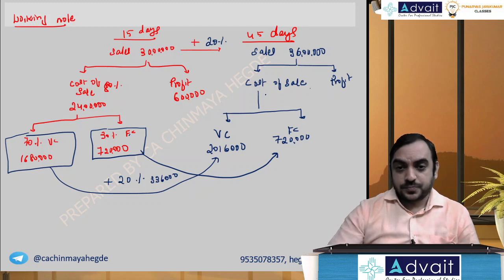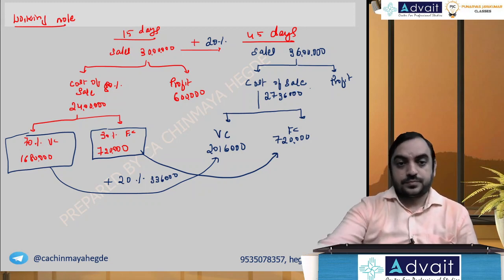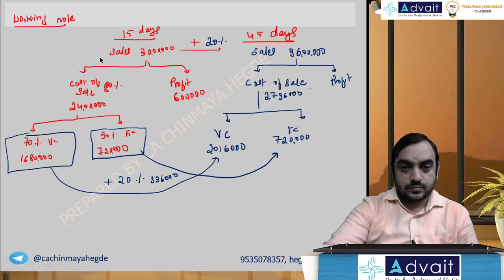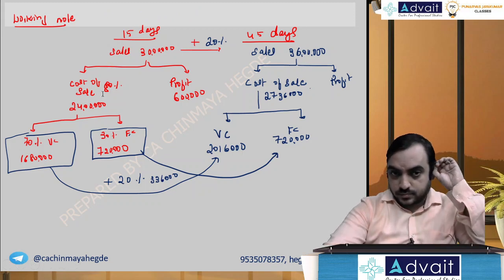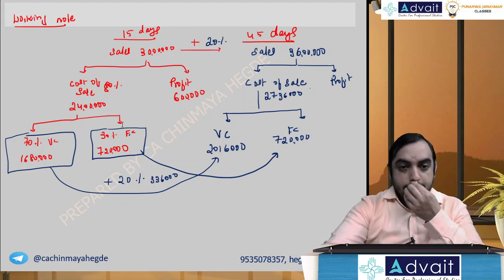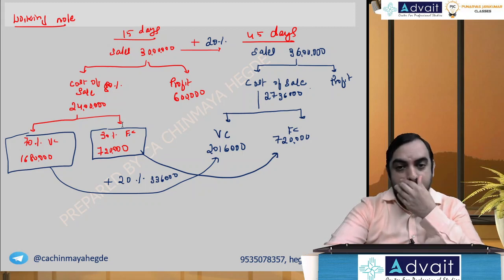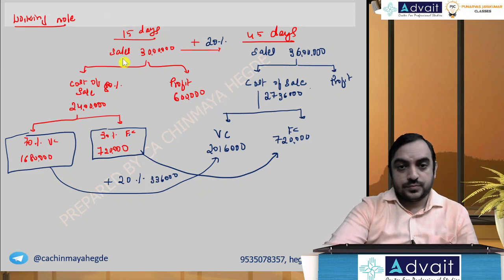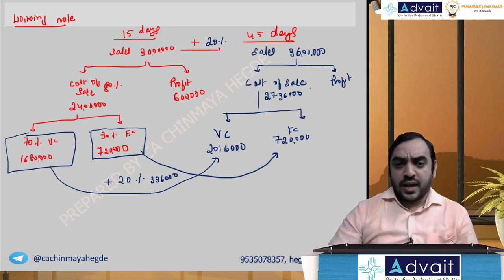Twenty-seven lakh 36,000. Okay. Profit you can compute as a balancing figure: 36 lakh minus 27 lakh 36,000 is 8 lakh 64,000. Balancing figure.